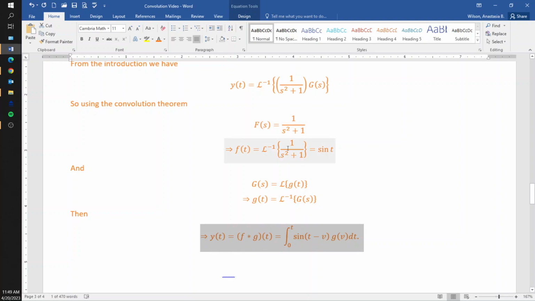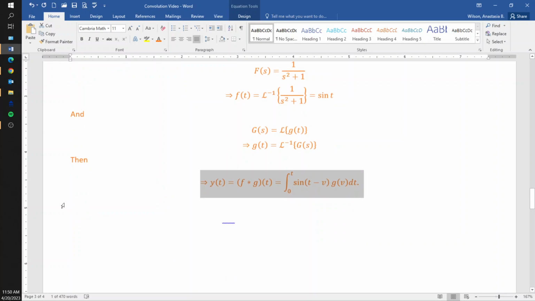So little f is the sine of t. We plug that into our convolution definition, and we have the sine of t minus v. g of t is just what we have there, so we plug v in there, and we get the integral from 0 to t of the sine of t minus v, g of v. So this is exactly what our solution looks like.